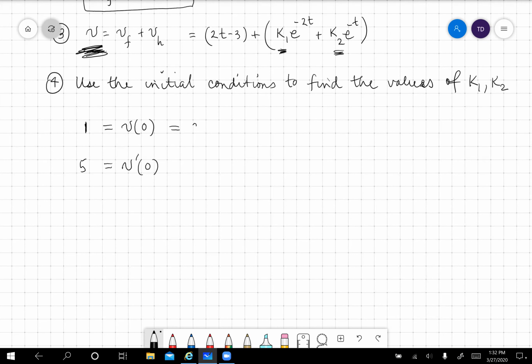So here we go. 2 times 0 minus 3 plus, we all know when we put 0 in for the exponent, that exponential is just 1. And that exponential is just 1. So it's going to be plus K1 plus K2. So this first equation looks like the following. K1 plus K2 equals, that's 0. I'm going to take my minus 3, bring it over to the other side, and that's going to be equal to 4. So that's my first equation. K1 plus K2 is equal to 4.